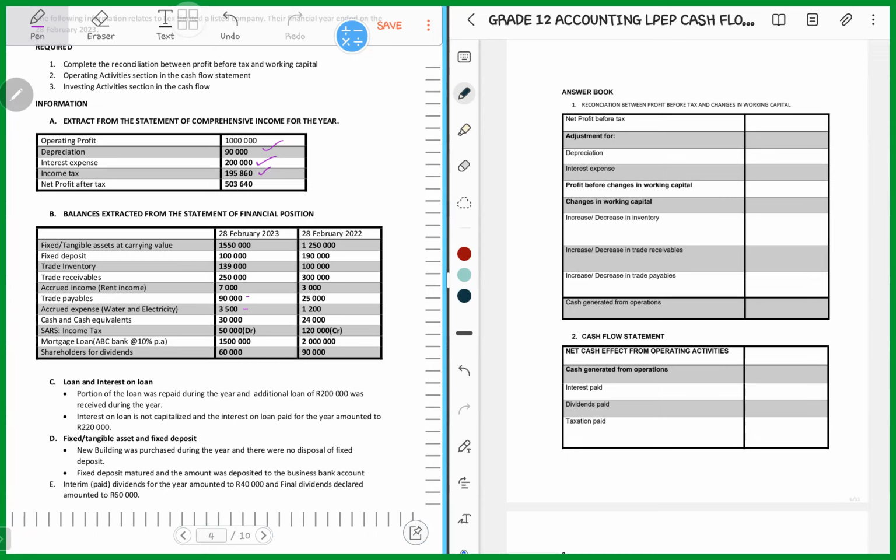Then this time around, they mention shareholders for dividends. At the beginning, it was 90,000. We're going to start paying the shareholders for dividends at the beginning. Then we'll also pay the interim dividends. Then we also have the shareholders for dividends at the end, which is 60,000. So we're going to use all this information to calculate whatever is being required.